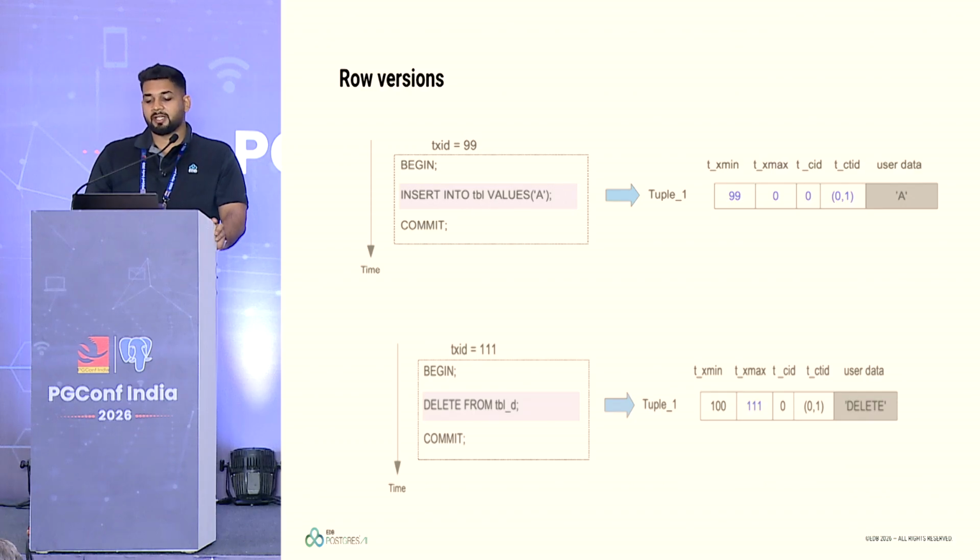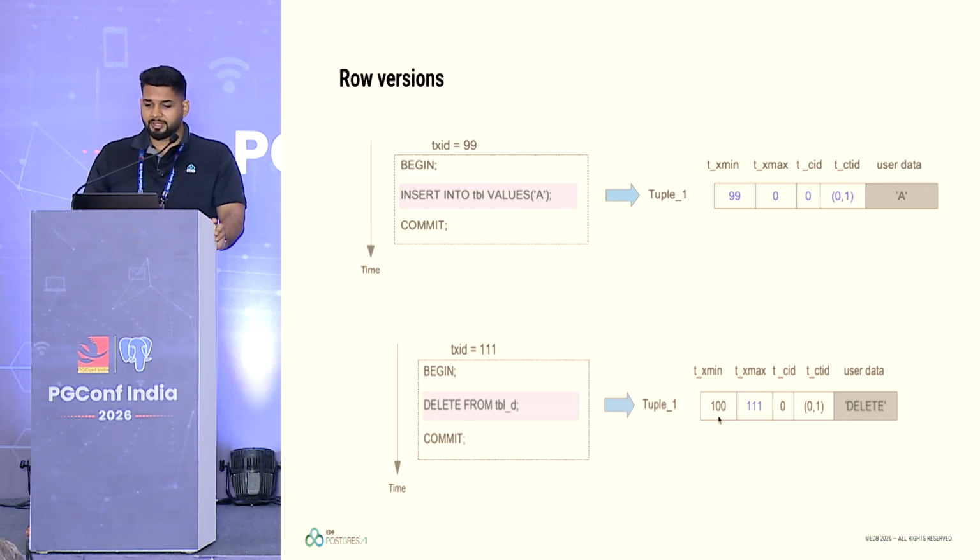In Postgres, transaction IDs are tracked with two fields, xmin and xmax. So here, when I'm trying to insert a row in this particular table, the transaction ID is 99, which is tracked in xmin, and xmax is basically for the transaction that actually updates or deletes this particular row. So here you can see that when you're trying to delete a particular row with the transaction ID 111, that gets tracked in the xmax field. These are two of the header fields for a particular tuple, but there are many more, and we will get to that in a bit.